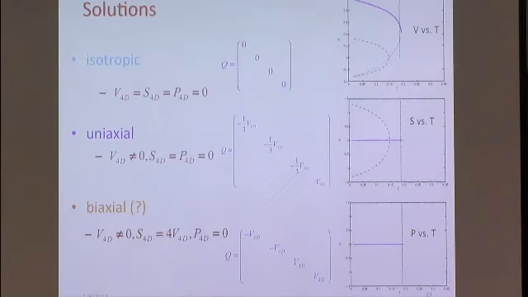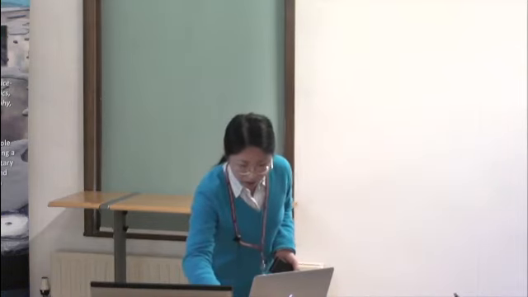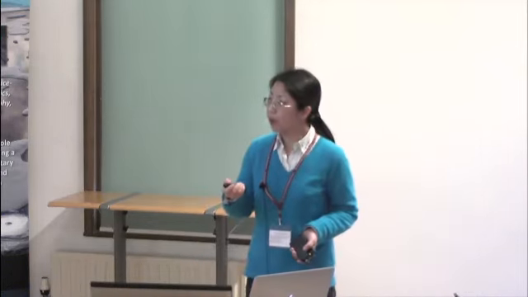And then we get a third solution, which is the brown color. The third solution is symmetric with respect to the y-axis. V is not equal to 0, but P equals 0, and we have a relation between S and V. This corresponds to a kind of Q in which two of the eigenvalues are the same. Okay, and this is the bifurcation.